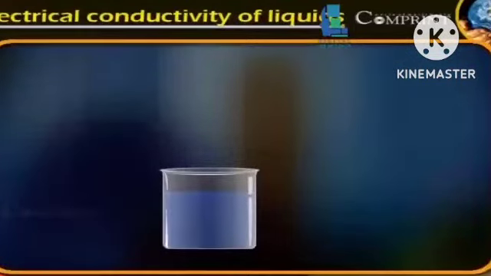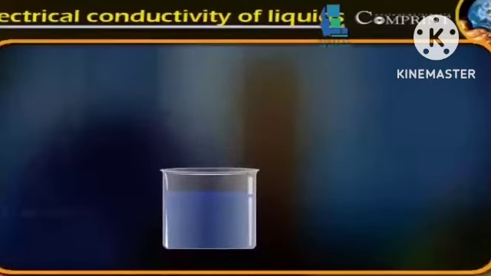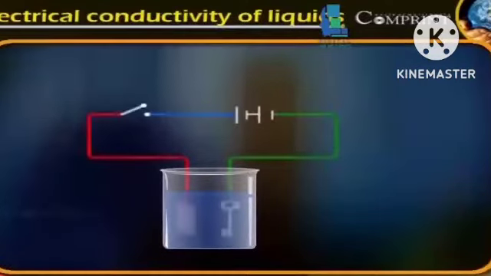Pour the solution in a beaker and add a few drops of diluted sulfuric acid to it. Tie one end of a connecting copper wire to the iron object to be coated with copper. Connect its other end to the negative terminal of a battery. Suspend the tied iron object into the copper sulfate.